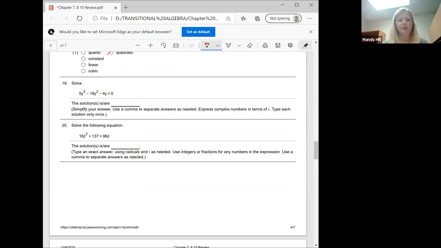Okay, asking us to solve this. We don't usually solve things that have a to the third power, but what I'm noticing is there is a y in each one of those. So I could pull a y out, so that would give me 5y squared minus 19y minus 4. Okay, so one of my answers just goes straight to y equals 0. So I could put 0 down.